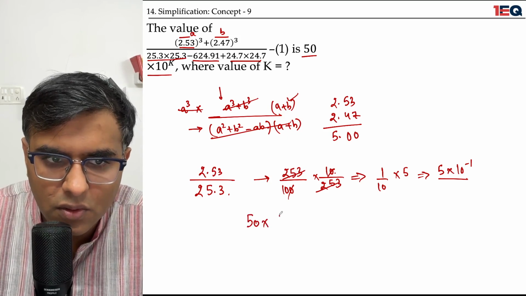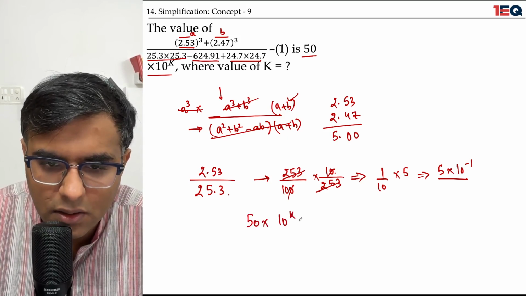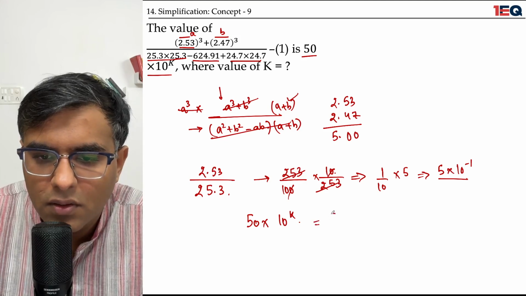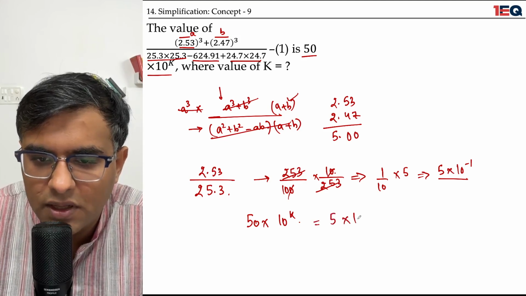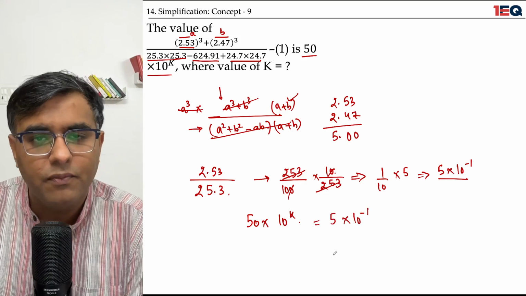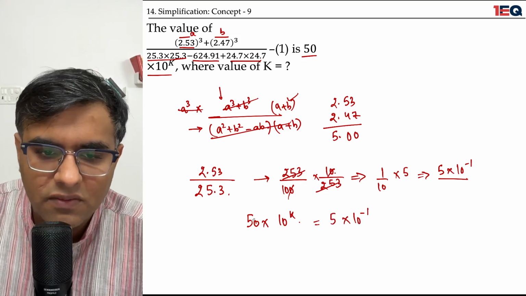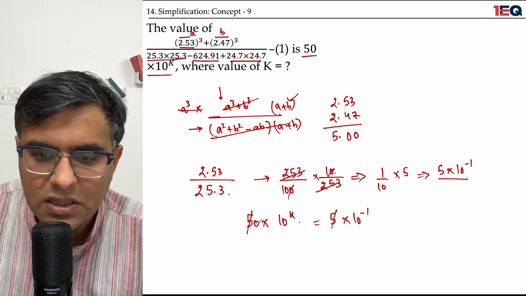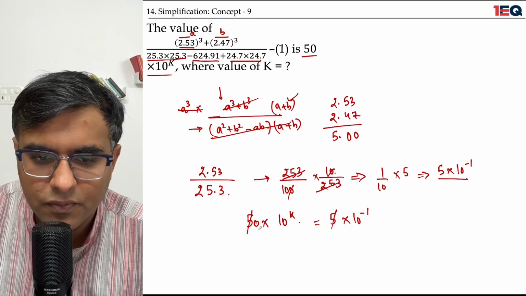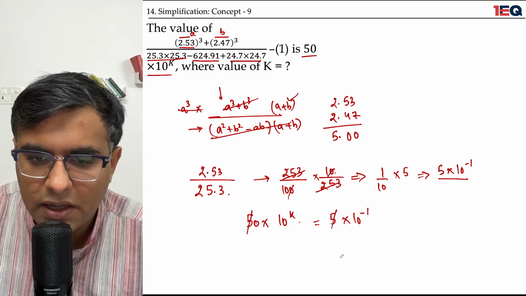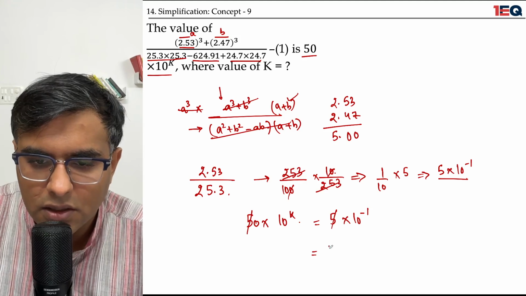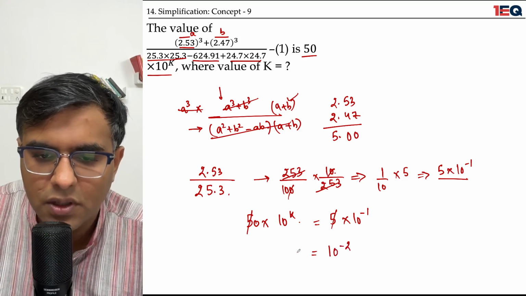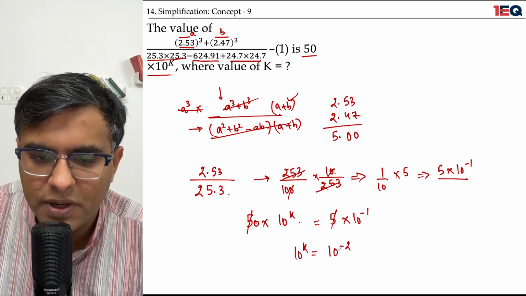50 into 10 raised to the power k is equal to 5 into 10 raised to the power minus 1. If I need to find out the value of 10 raised to the power 5k, I'll have to cancel the 5 on both sides. This 0 comes out to be 0. This 0 goes down and creates another 10 raised to the power minus 2 over here, and then there is 10 raised to the power k.